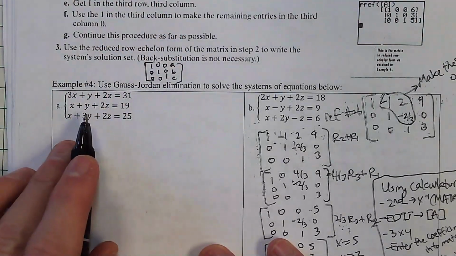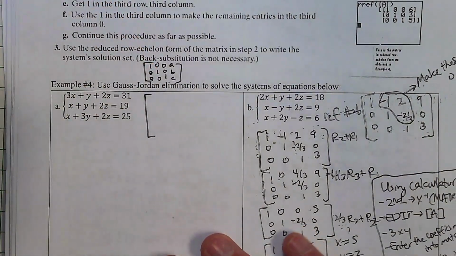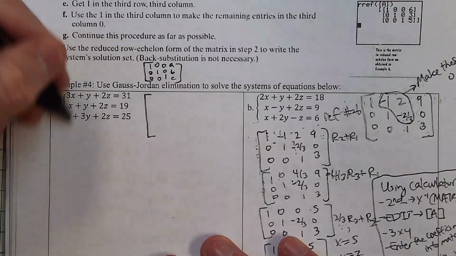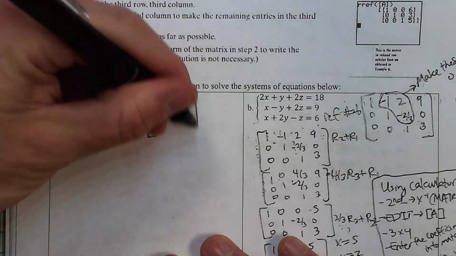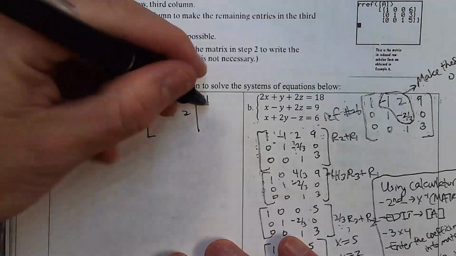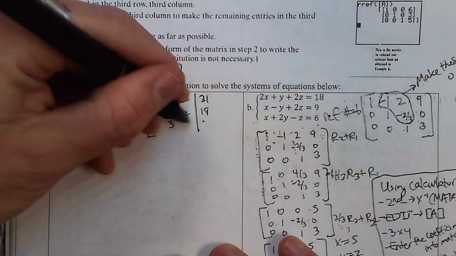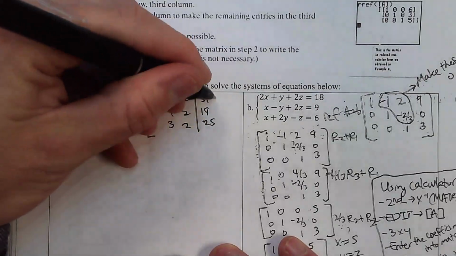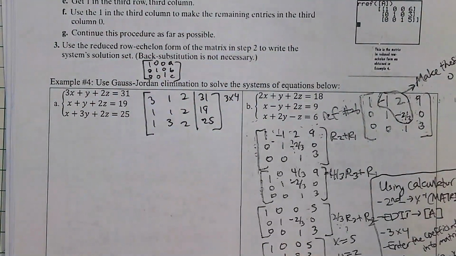So let's first make an augmented matrix. You're going to do this on your test. The X's and Y's and Z's are lined up, so 3, 1, 2, 31, 1, 1, 2, 19, 1, 3, 2, 25. And this is a 3 by 4. This is a 3 by 3 system: three equations with three variables.